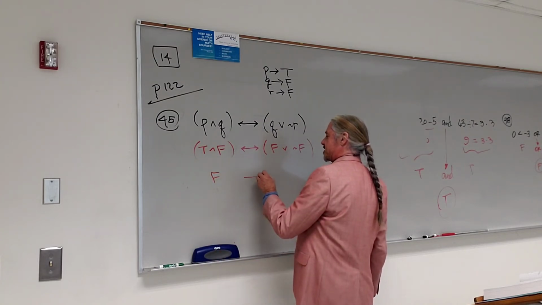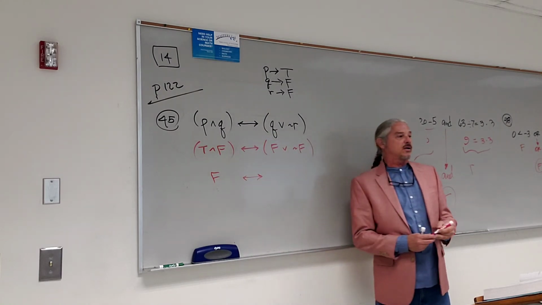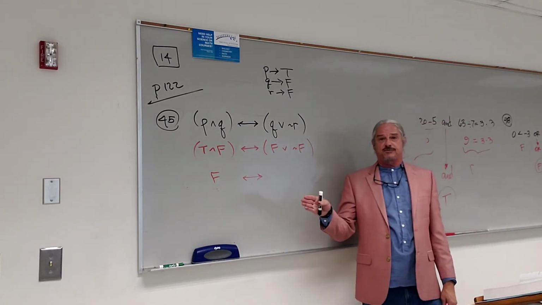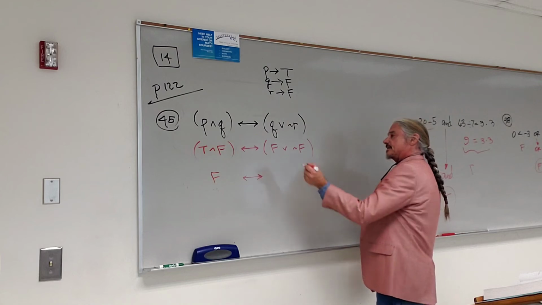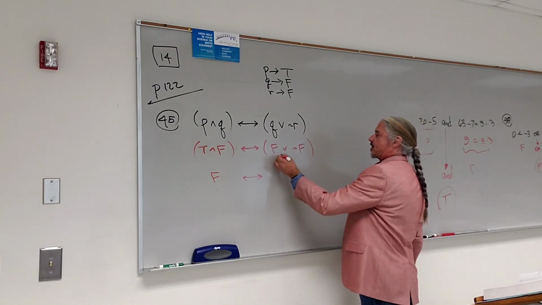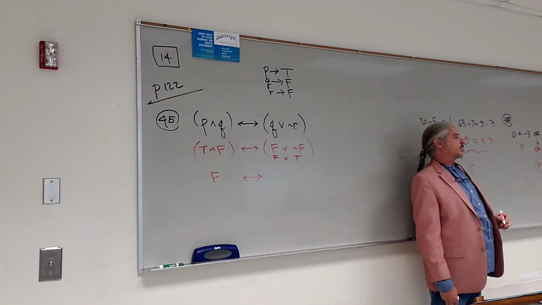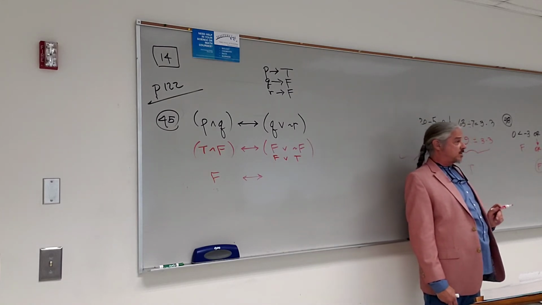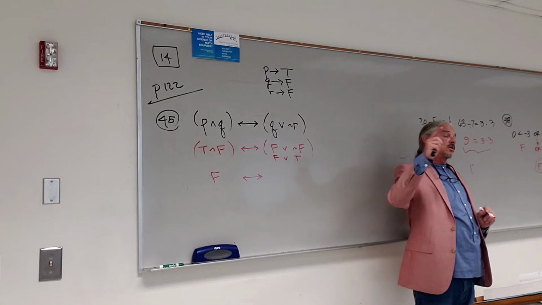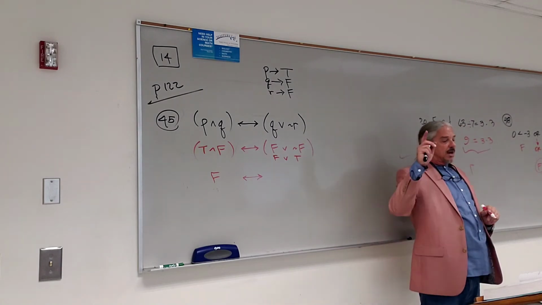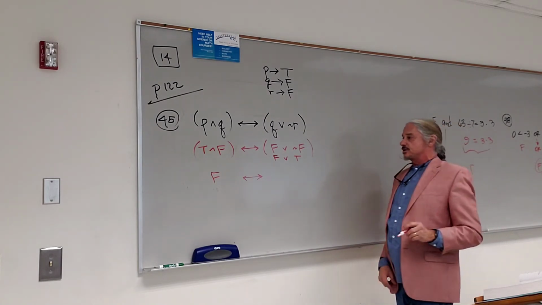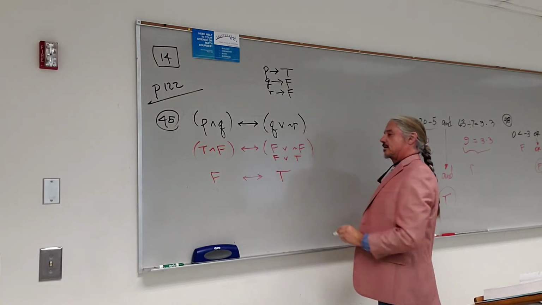If it's an and statement, if one part of that and statement is false, the whole thing is false. It's not the same with or. This now is false or T. True or false? True, because it's an or statement, otherwise known as a disjunction. It doesn't matter if you have one of each, it's still going to be true because it says or.